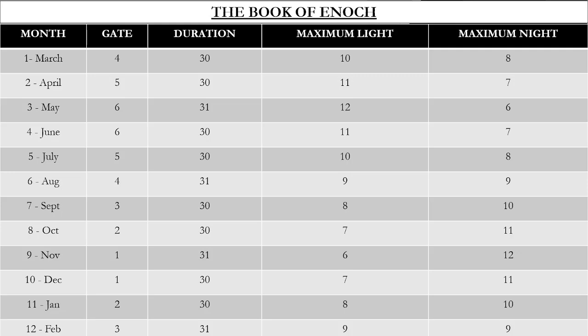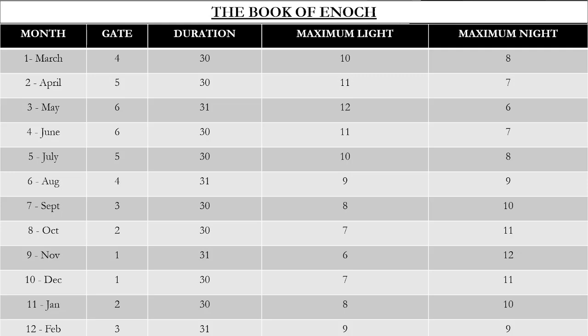That's November. Now December, you see, is in the 1st gate. It has gone through the 1st gate for 30 days. The maximum light is 7 hours, and the maximum night is 11. Now we're on January the 2nd gate, and we have 30 days, 8 hours of maximum light, 10 hours of maximum night. And we have the last month, which is February.